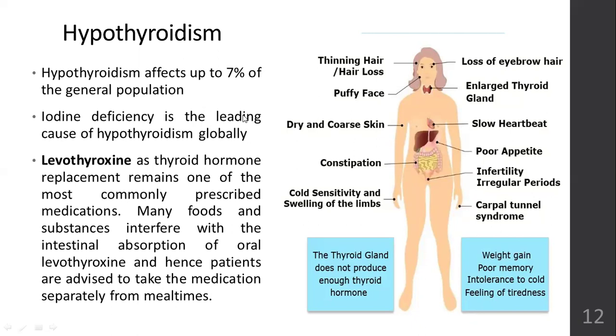Levothyroxine, as a thyroid hormone replacement, is one of the most commonly prescribed medications for hypothyroidism, and many food substances can interfere with it. Doctors will tell you not to take your thyroid medication with your food. After having food, keep at least a 1 to 2 hour gap and then take levothyroxine, because nutrients present in food can interact with it and not allow it to be absorbed by your intestine. So take levothyroxine separately, not with your meals.